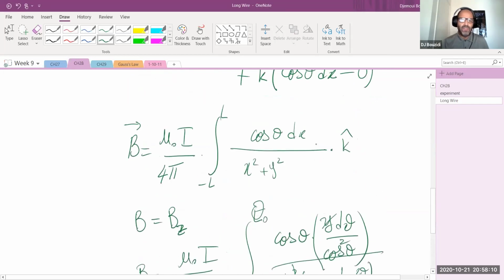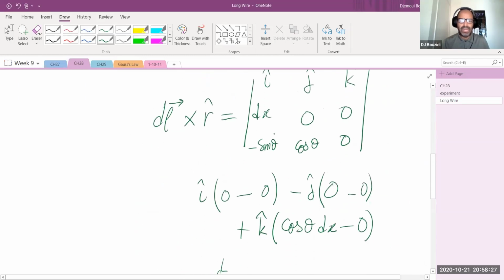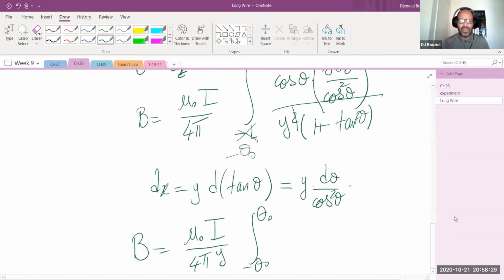It's simply, from this geometry, clearly the tangent of theta naught is equal to L over y. L over y gives you the tangent, so theta naught is the arctangent of that. So it's not hard to do.